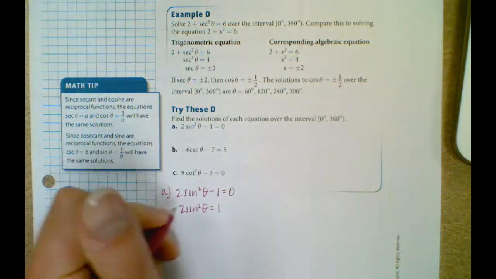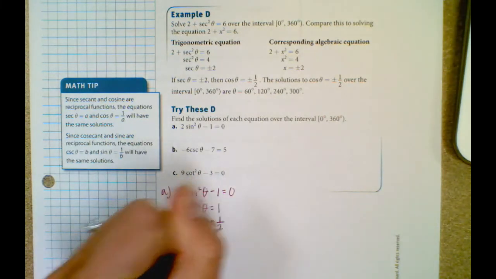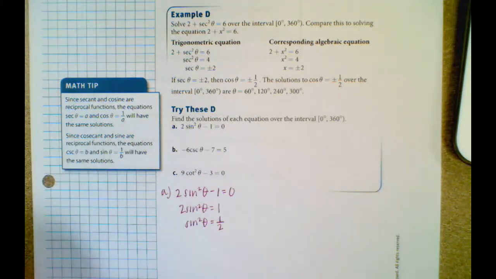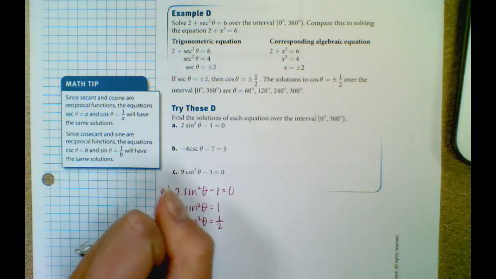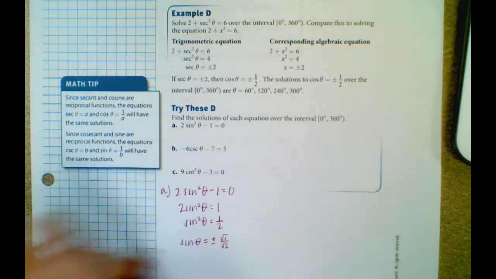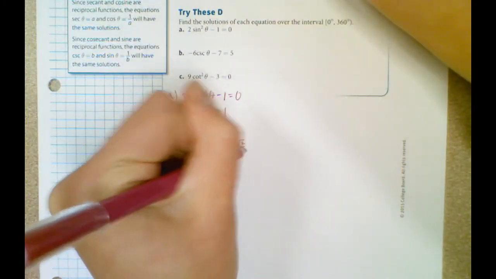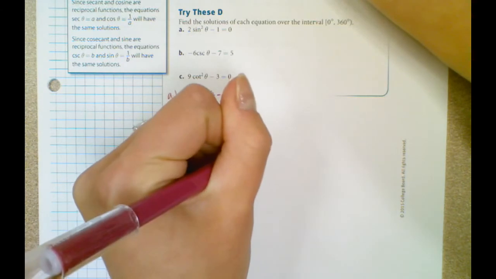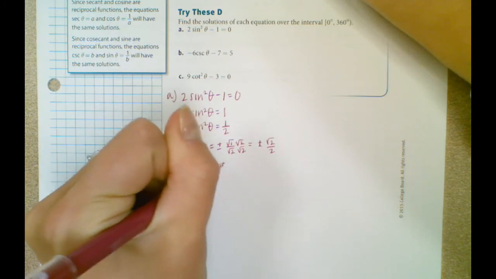And then I'm going to divide both sides by 2. So sine squared theta equals 1/2. All right. And then I'm going to take the square root of both sides. So I get sine of theta equals plus or minus, and then you're taking the square root of both the numerator and denominator. You guys should know that when you're taking the square root of a denominator, you know to rationalize, right? So this is actually plus or minus the square root of 2 over 2. I'm just going to rewrite that again to make it look a little nicer.